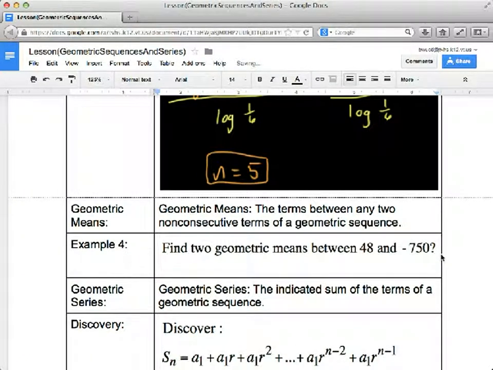So, geometric means are the terms between any two non-consecutive terms of a geometric sequence. So, it's similar to arithmetic means, except this time it's a geometric sequence. So, find two geometric means between 48 and negative 750. So, I would set this up like this.